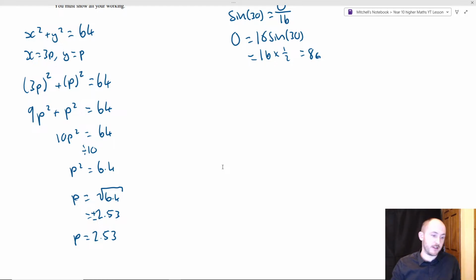Yeah, it's pretty interesting. So again, my top tip here is whenever you substitute things in an exam, use brackets, because even I've made this mistake.